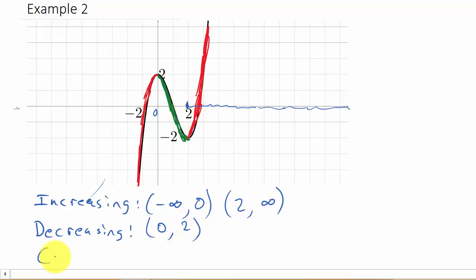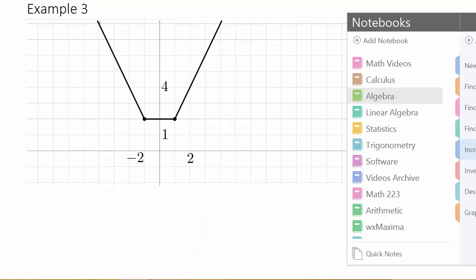All right, and then constant. Well, where's the graph flat? Well, it's not flat anywhere. So the intervals where it's constant would be none. All right, so let's look at example 3.